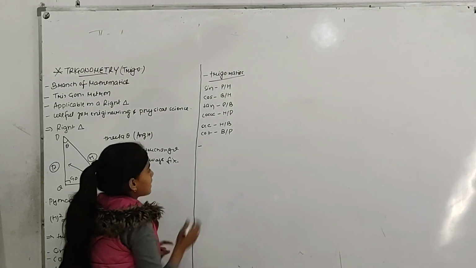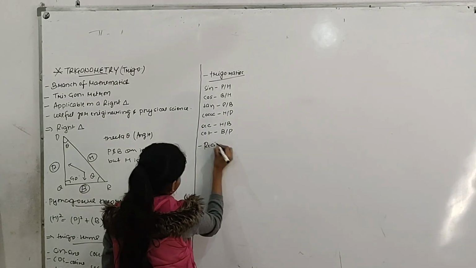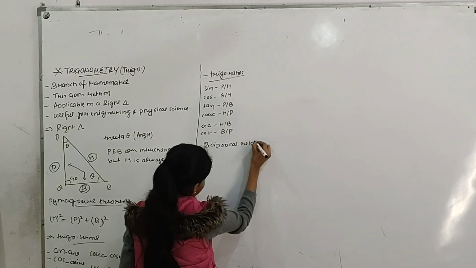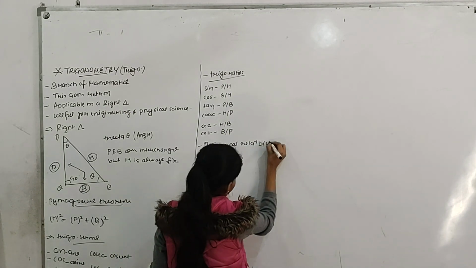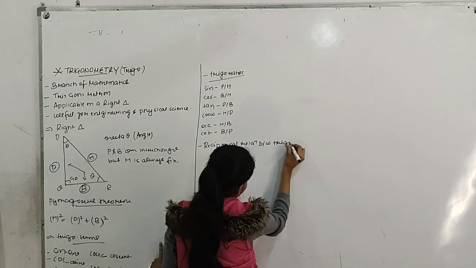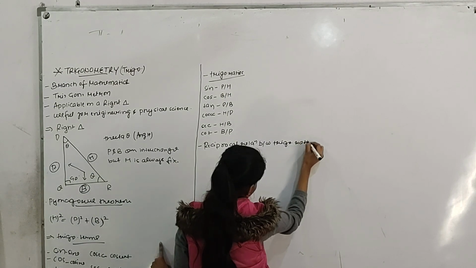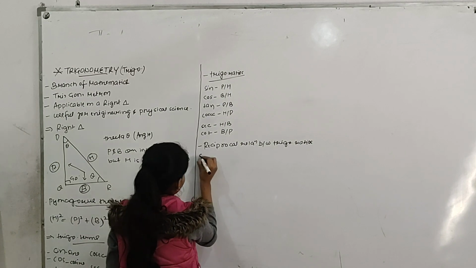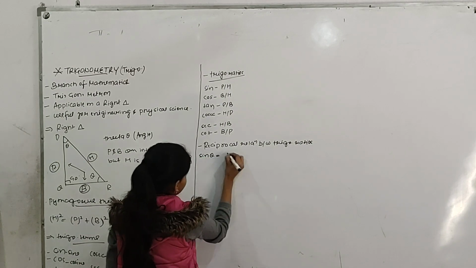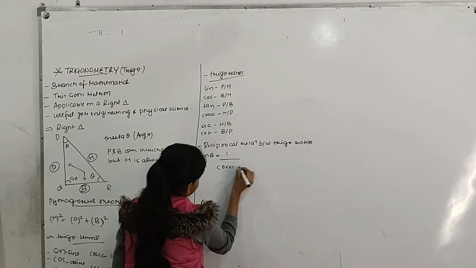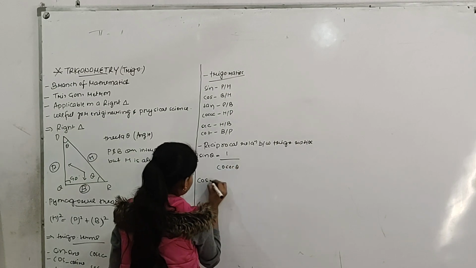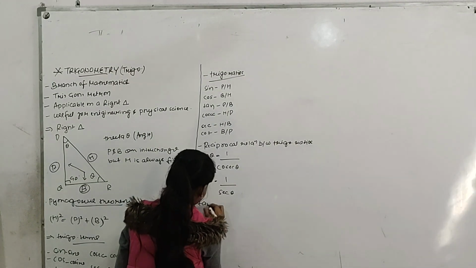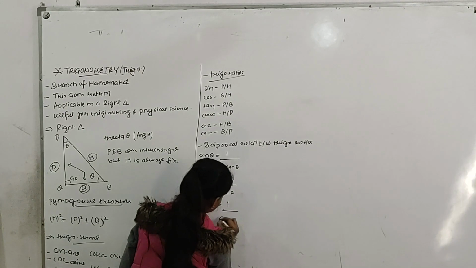Now next we have the reciprocal relation between trigonometric ratios, which says that sine theta is equal to 1 upon cosec theta, cos theta is equal to 1 upon sec theta, and tan theta is equal to 1 upon cot theta.